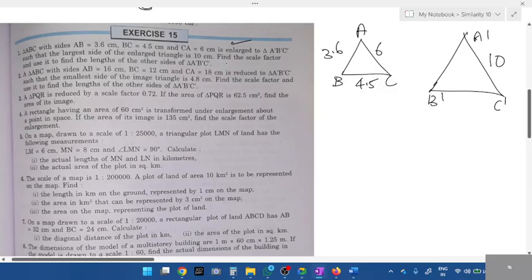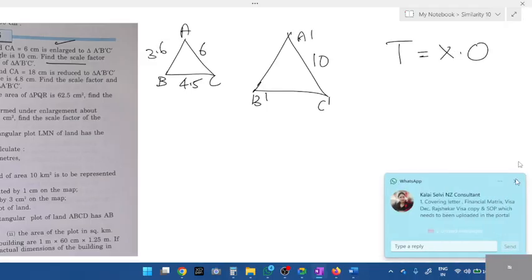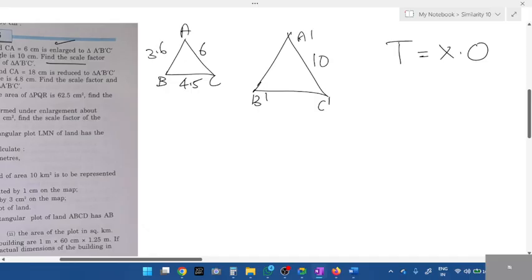10. First, what do we need to find here? Scaling factor. Simple. Draw this diagram. Now, what did I tell you all? Transformation T is equal to K into O. Transformation is equal to scale factor times original, right? What is the transformation value? A dash C dash side. Compare the sides. A dash C dash is equal to K into AC. 10 is equal to K into 6. What is the K value?